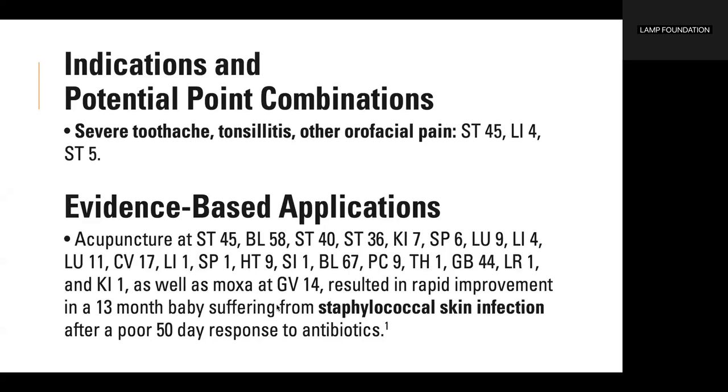Evidence-based applications. Acupuncture at stomach 45, bladder 58, stomach 40, 36, kidney 7, spleen 6, lung 9, Li4, lung 11, CV 17, Li1, spleen 1, heart 9, SI1, bladder 67, PC9, TH1, GB44, liver 1, and kidney 1, as well as moxa at GB14, resulted in rapid improvement in a 13-month baby suffering from staphylococcal skin infection after a poor 50-day response to antibiotics.